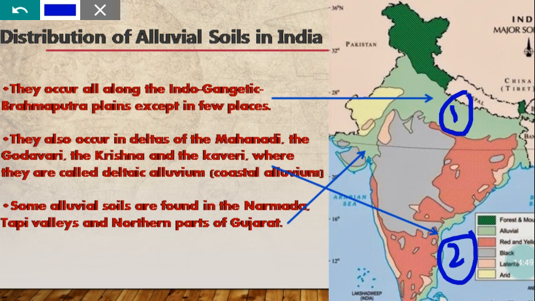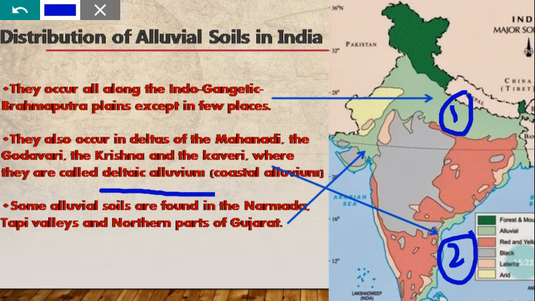So they also occur in deltas of the Mahanadi, or we can also consider it as the coastal region where the alluvial forms due to the effect of waves. They also occur in deltas of the Mahanadi, the Godavari, the Krishna and the Kaveri, where they are called deltaic alluvium or the coastal alluvium. So this portion is known as coastal alluvium or deltaic alluvium.